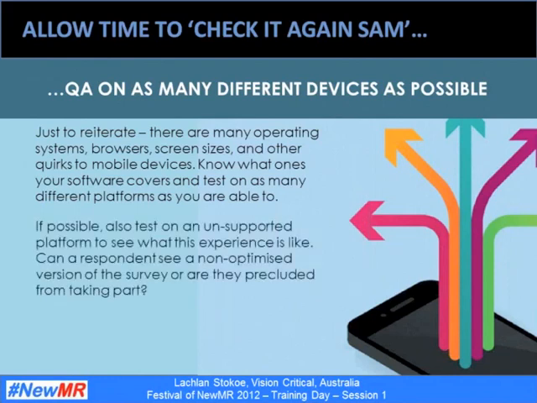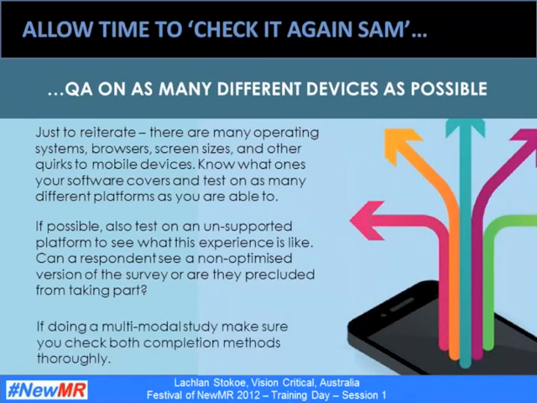If possible, and you're doing a mobile web survey, also test on an unsupported device to see what that experience is like. Can the respondents see a non-optimized version of the survey, or are they precluded from taking part altogether? Also, if you're doing a multimodal study, it goes without saying that you need to make sure you check both completion methods thoroughly.